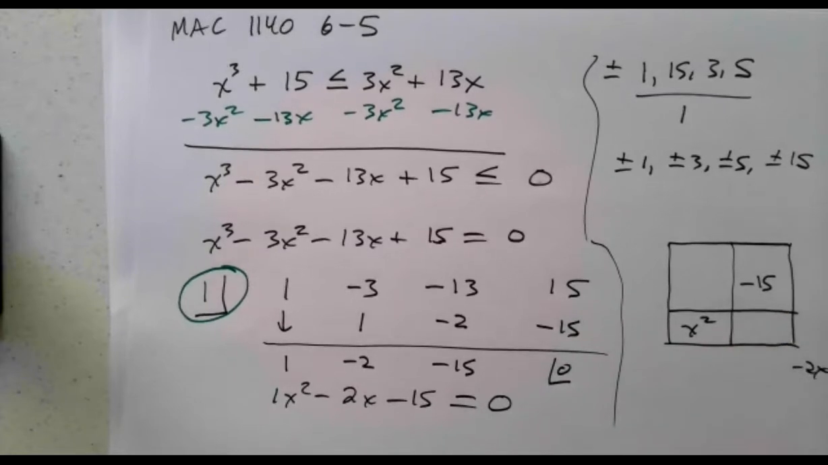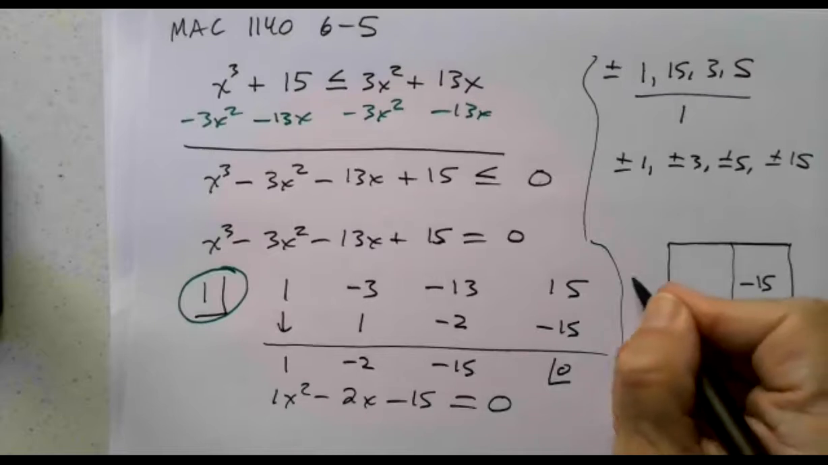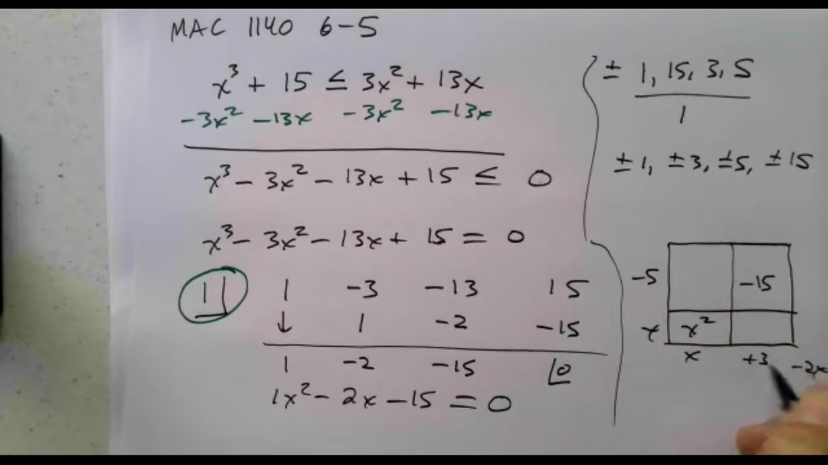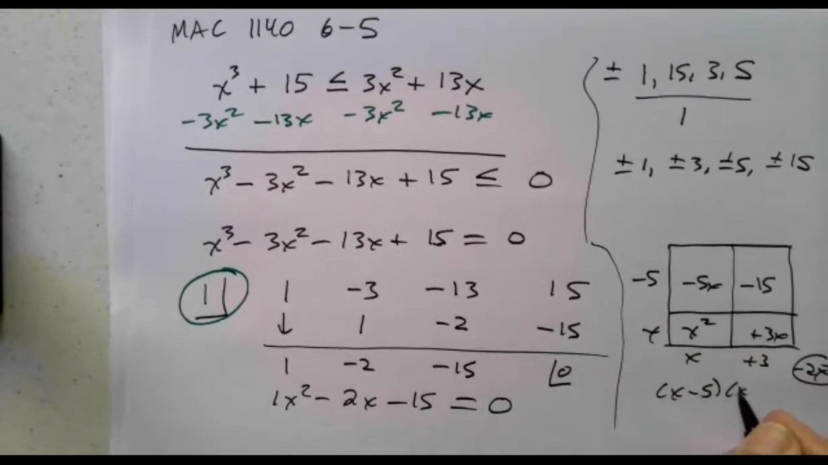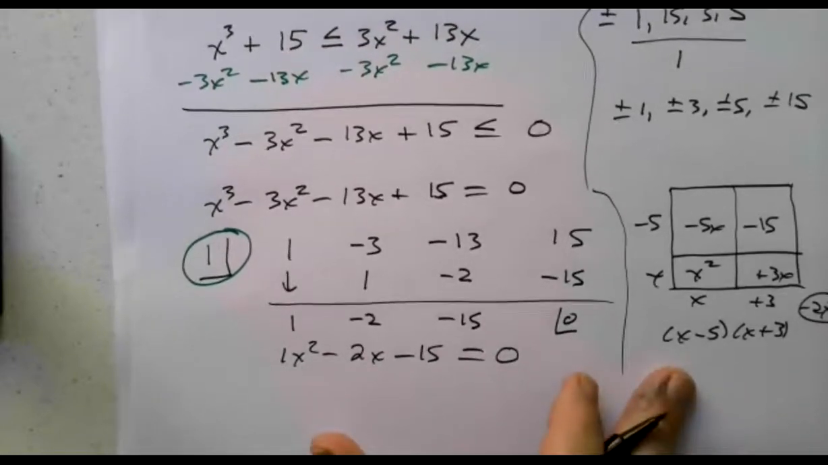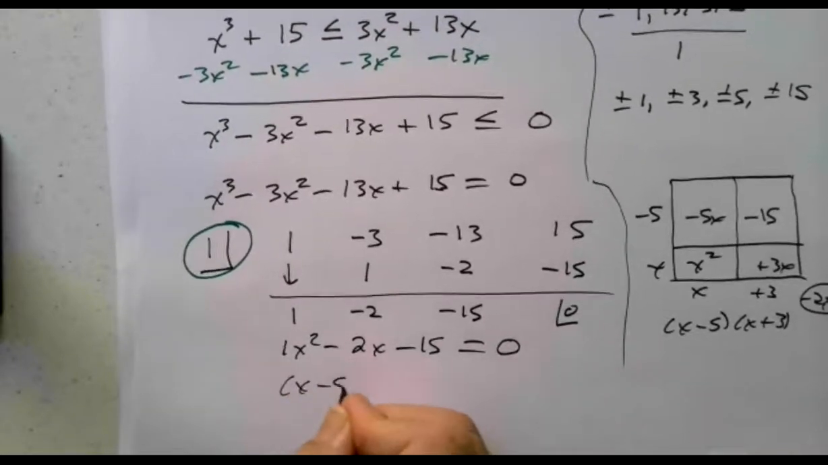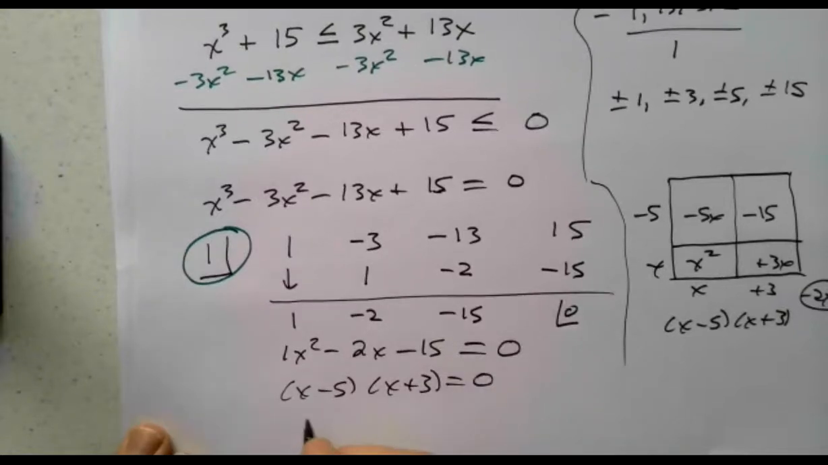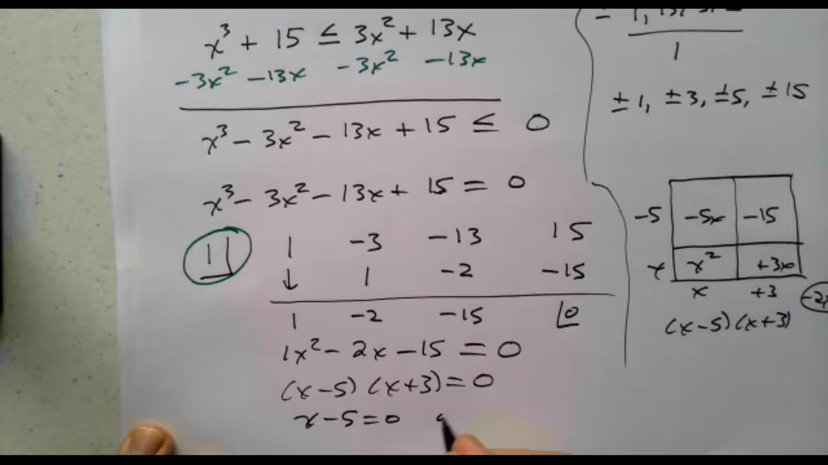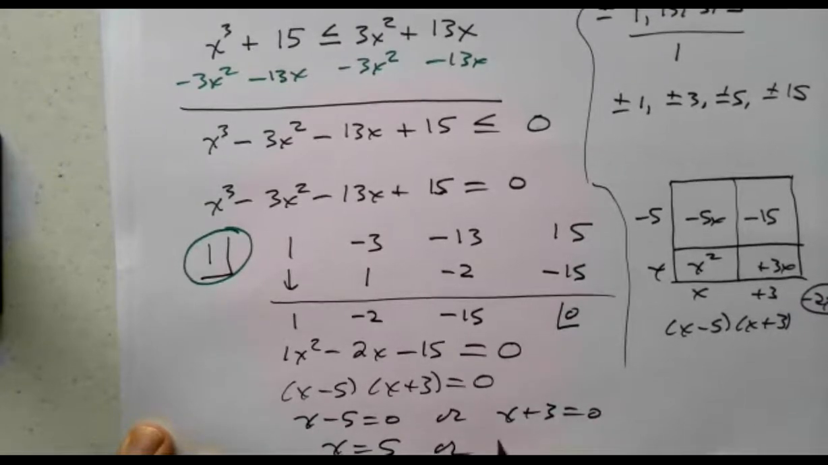The middle terms have to add up to negative 2x. So x times x, negative 5 and positive 3 gives me negative 5x, and positive 3x adds up to negative 2x. So x minus 5, x plus 3. So this becomes x minus 5 times x plus 3 equals 0. So x minus 5 is 0, or x plus 3 is 0. So x is 5 or x is negative 3. Those are the other zeros that we're working for.